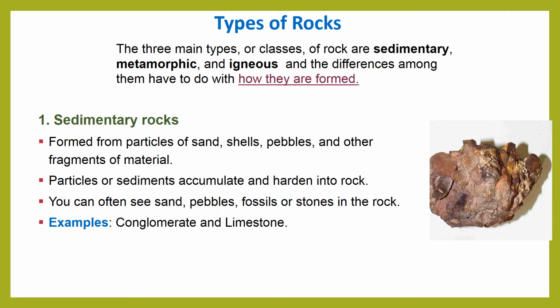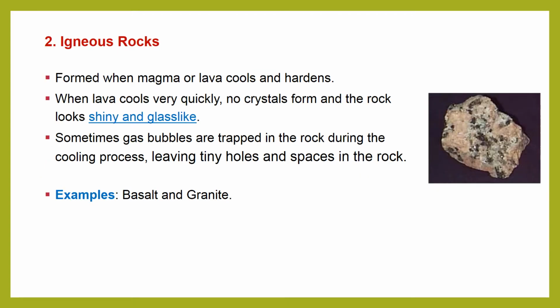Number one, we have sedimentary rocks, formed from particles of sands, shells, and pebbles, and other fragments. Examples of that are conglomerates and limestone. Second type is igneous rock, and it's formed when magma or lava cools and hardens.